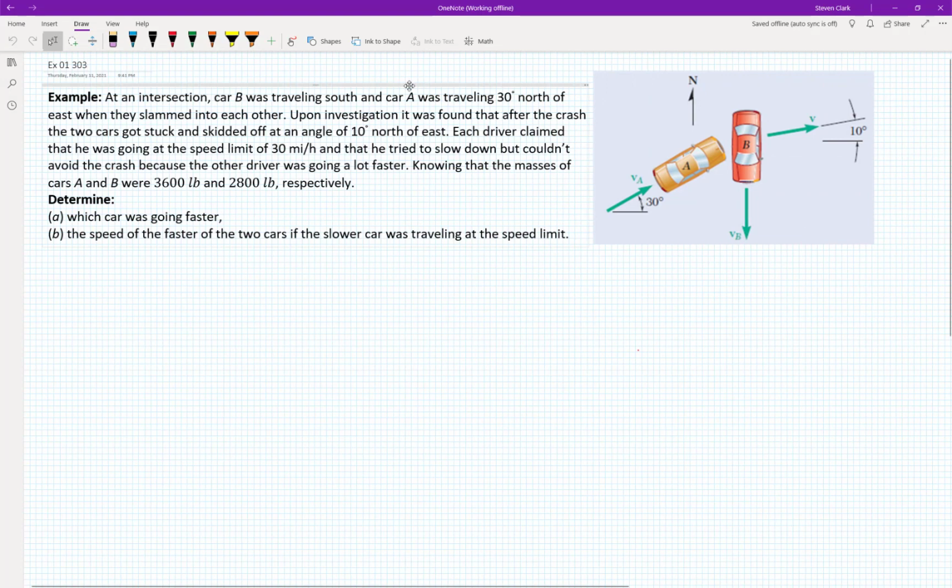Okay, so as usual, please read and understand the problem statement before we start our solution.